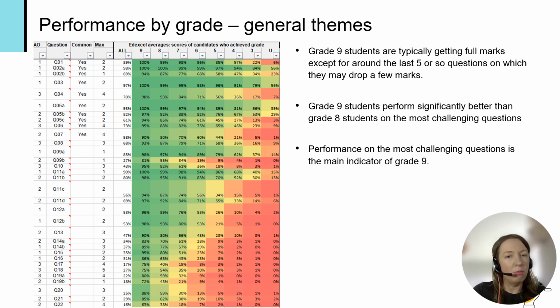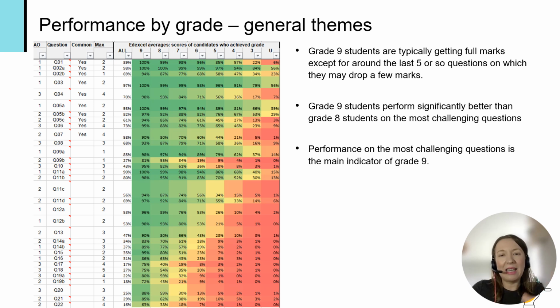So we've got one paper on screen here. I think this is 2H from last year. But we see a general theme across all three papers in each series. Grade 9 students are typically getting full marks on the vast majority of questions, apart from maybe the last 5 or so most challenging questions, where they might drop the odd mark.